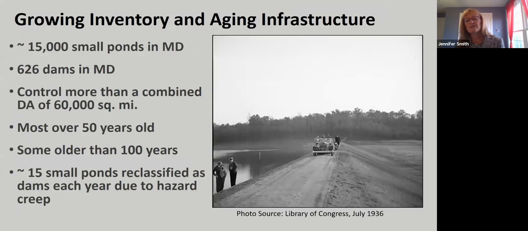Okay, yes, those are problems, but what's the big deal? Well, I've been with the Maryland Department of Environment for almost 7 years, and during this time, we have seen the number of regulated dams in our state increase by over 100. That's a rate of about 15 per year.